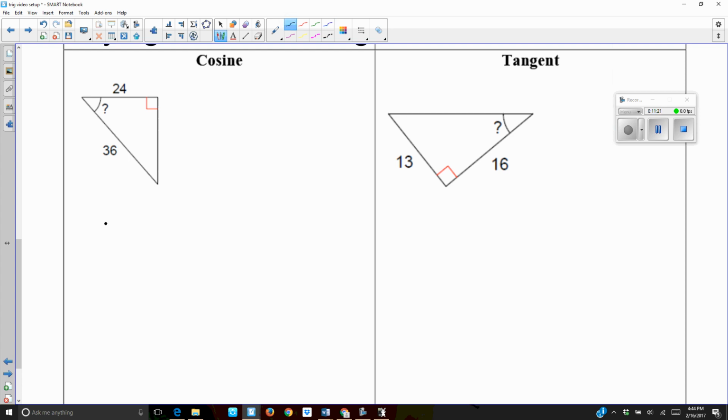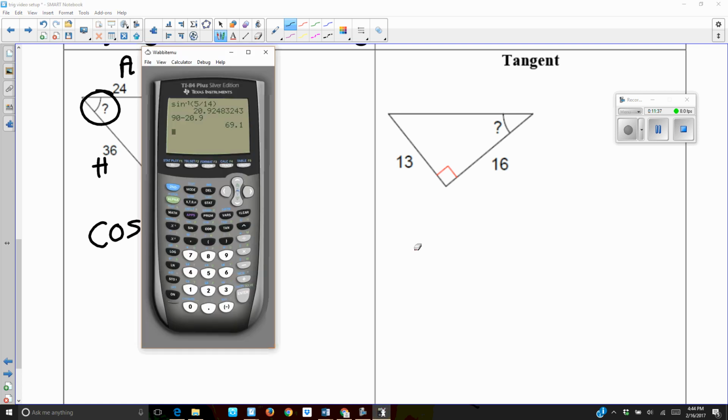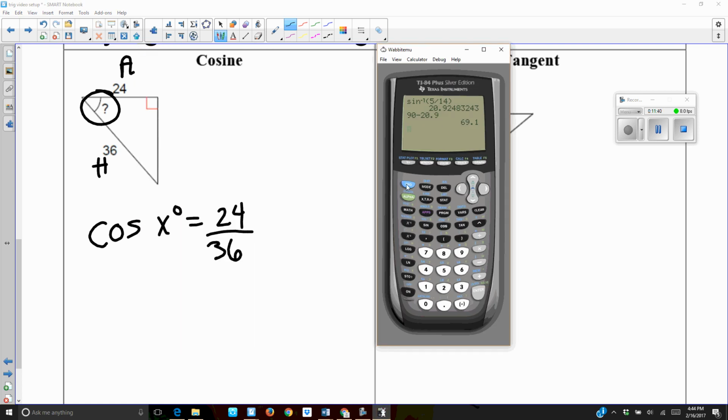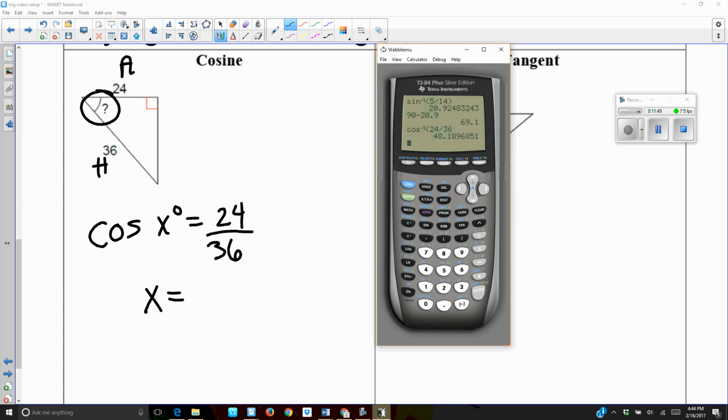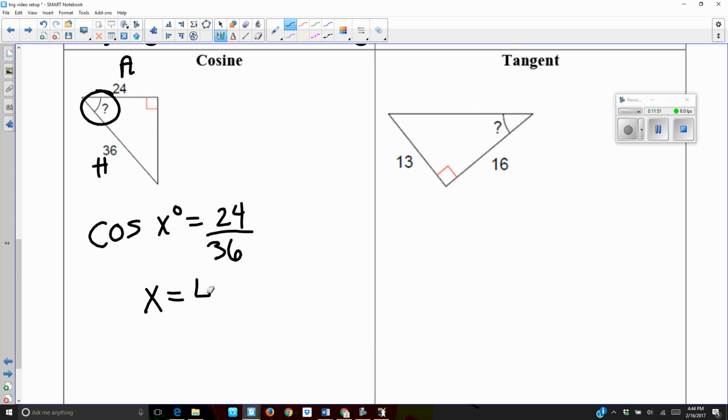The setups for these would be the cosine of the unknown angle. 24 is the adjacent side. 36 is the hypotenuse. So in your calculator to solve this one, hit second cosine 24 divided by 36. So x is approximately 48.2 degrees.